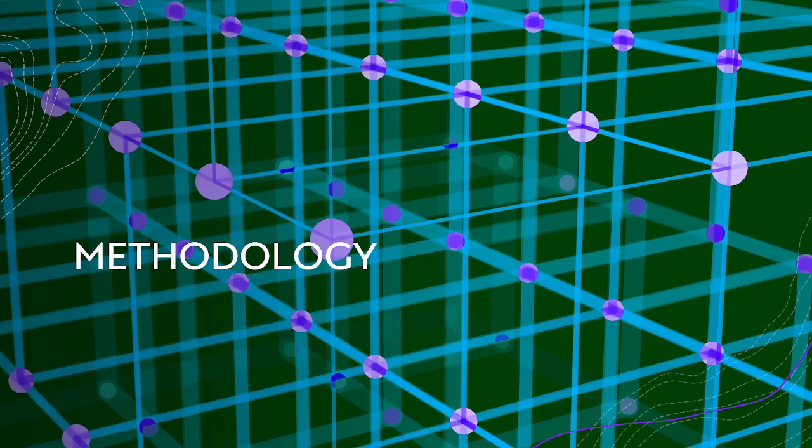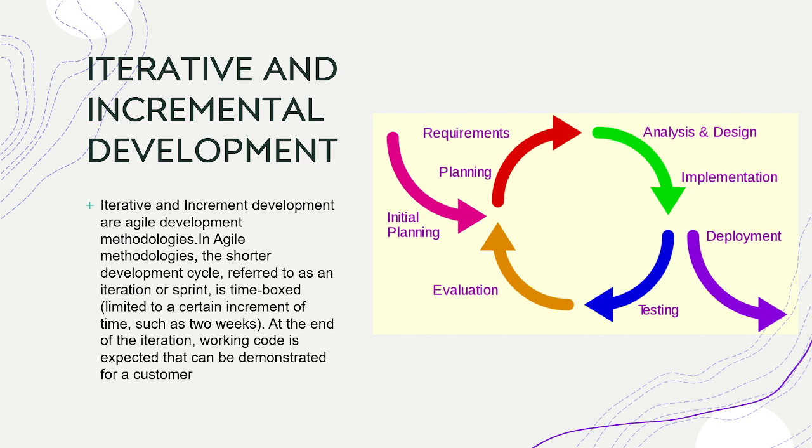So we go to methodology. For the methodology, I will use iterative and incremental development, because it is an agile development methodology. In agile methodology, the shorter development cycle is referred to as an iteration or sprint, time-boxed to a certain increment of time such as 2 weeks. At the end of an iteration, working code is expected that can be displayed to the customer.